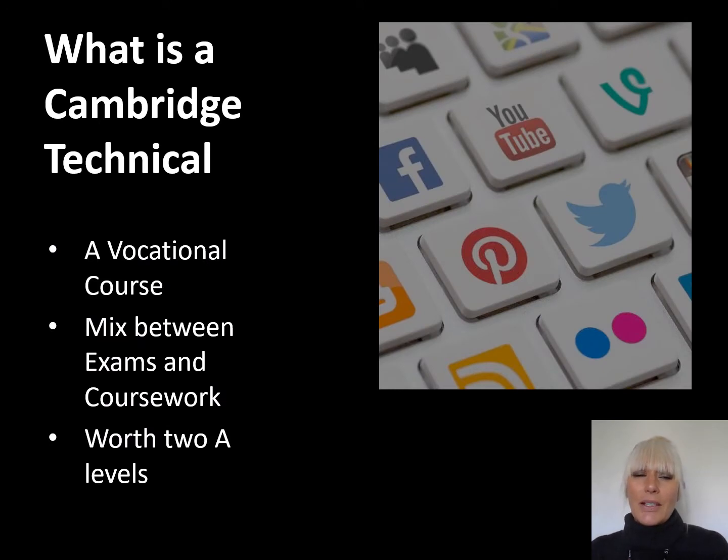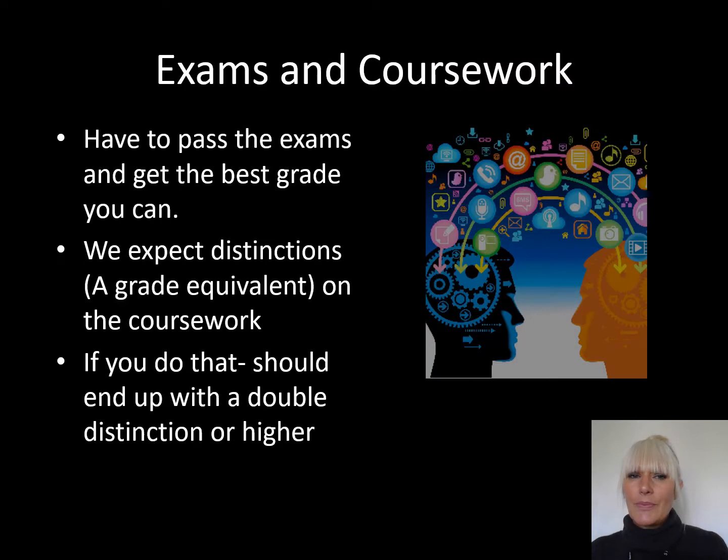A Cambridge Technical is a slightly different form of an A-level. It's a vocational course. It's a mix between exams and coursework, as I already said, and it's worth 2 A-levels. You have to pass the exams and get the best grade that you can. And we expect a distinction, which is an A grade equivalent, on all of the coursework. If you do that, you should end up with a double distinction or a very high grade worth 2 A-levels.